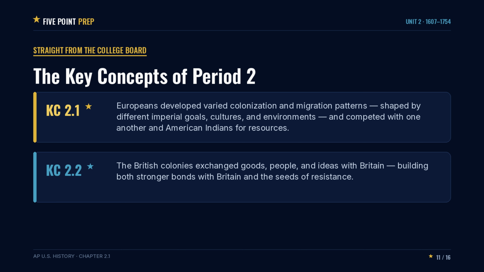Let's anchor the unit to the College Board's 2 key concepts for Period 2. Key Concept 2.1. Europeans developed a variety of colonization and migration patterns, shaped by different imperial goals, cultures, and environments. And they competed with one another and with American Indians for resources. Key Concept 2.2. The British colonies exchanged goods, people, and ideas with Britain in ways that built both stronger bonds with Britain and eventually, the seeds of resistance. Those 2 ideas frame everything in this unit.